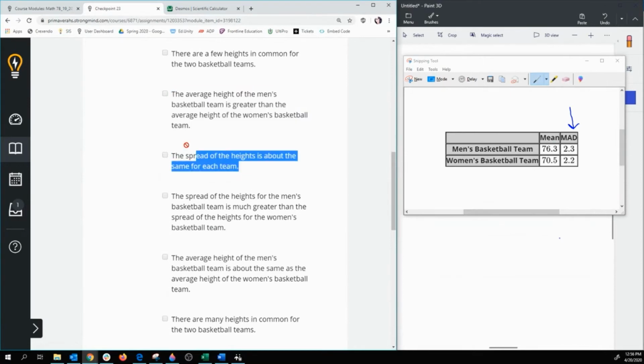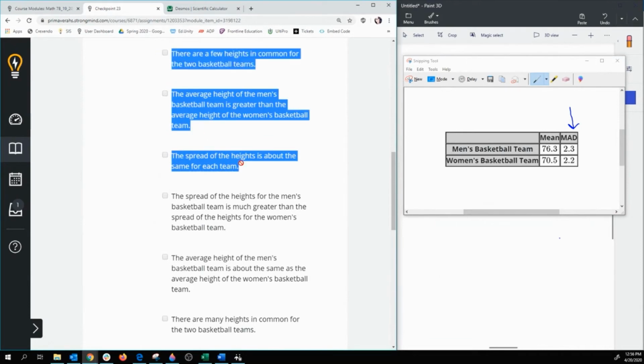And there are a few heights in common. So for this one, we actually want 3. Again, I apologize. There's not many heights in common because the mean is much smaller. I was thinking of variability. The right answer for this problem should be these 3 that I have highlighted here. So there are few heights in common because the averages are different, but the spread is about the same because the mean absolute deviation is almost the same.